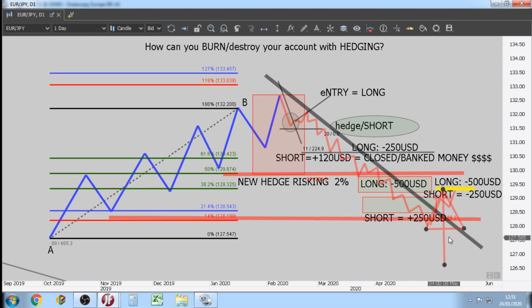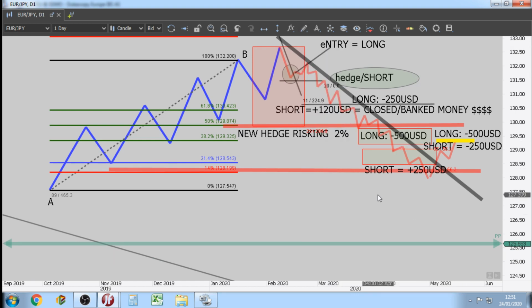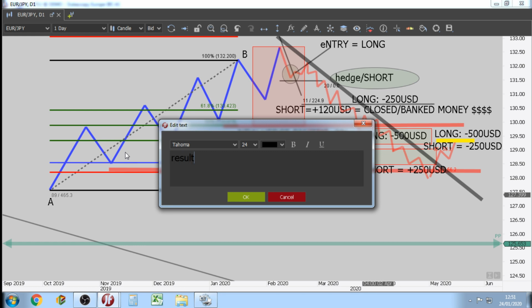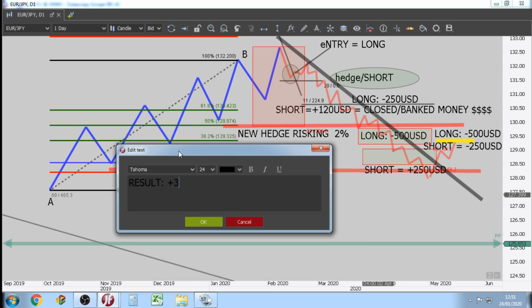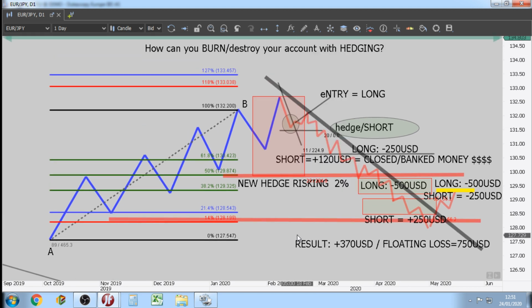Now we are at the yellow line. We banked, everybody, 120 and 250. So now this is the lesson. At the yellow line, we're going to end the webinar slowly. So the result: we banked 370 US dollars, but we have a floating loss of 750 US dollars. This is what you must understand, this is what you must be aware of, this is what you must be afraid of.